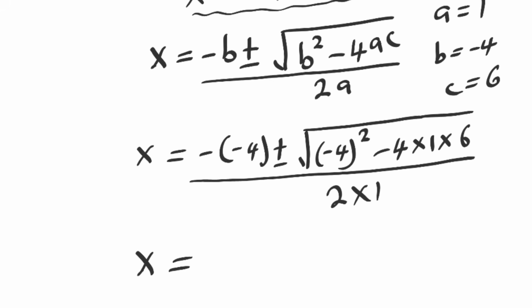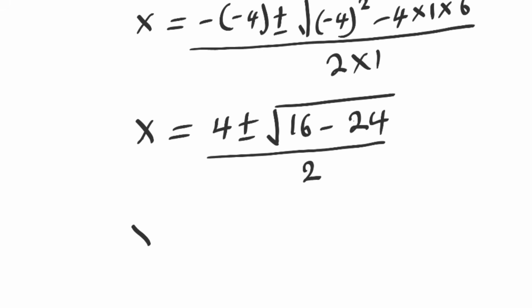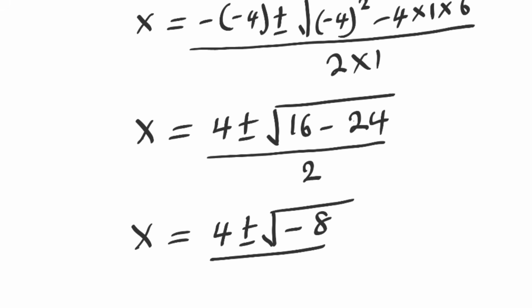x is equal to minus times minus 4, this is 4, plus or minus square root of minus 4 squared, that is 16, minus 4 multiplied by 1 multiplied by 6, that is 24, over 2 multiplied by 1, 2. x is equal to 4 plus or minus square root of 16 minus 24, that is minus 8, over 2.